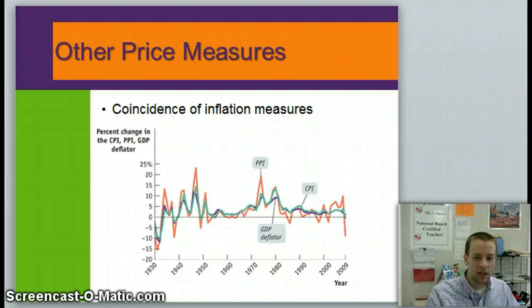So we'll cover some of these concepts down the road here, but I just wanted to give you guys an introduction to this idea of inflation. How do we calculate it and measure it?